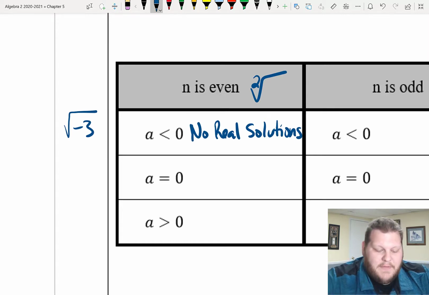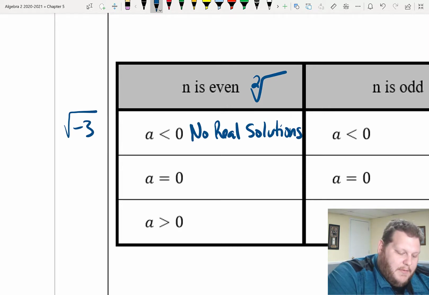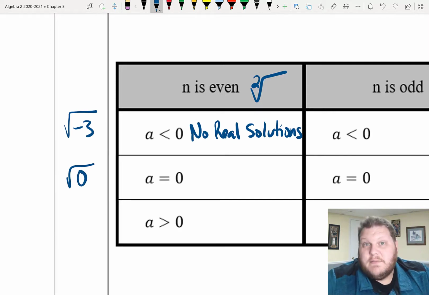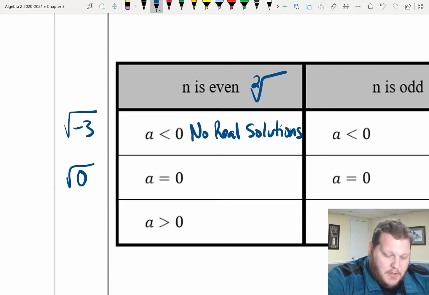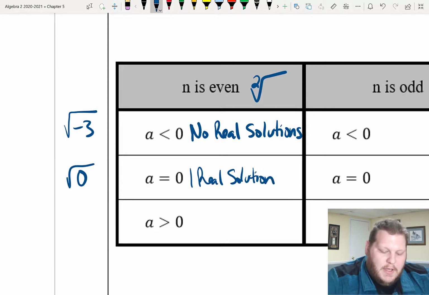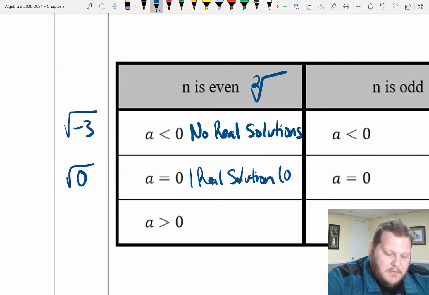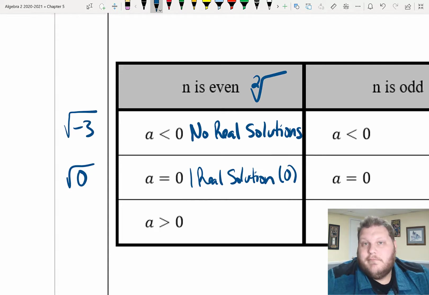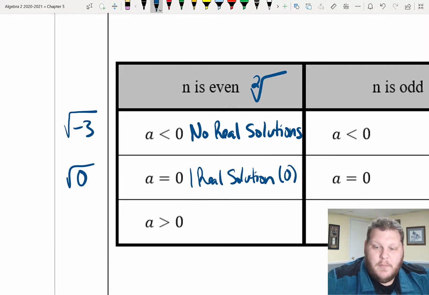Moving on down, if I have an a value that is exactly 0, we're going to use square root as our example. The square root of 0 is 0, therefore our answer is 0. So we have one real solution. And in this case, I'll put in parentheses, my answer is 0. And that's always going to be the case.